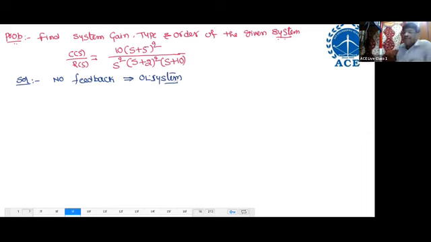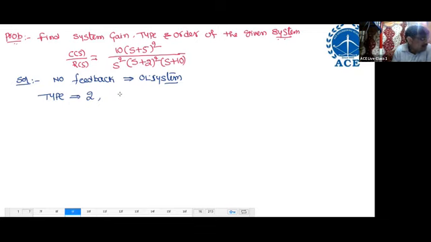For an open loop system, how will we get the type? Directly from the open loop transfer function. Type is the number of poles at the origin. There are 2 poles at the origin, so it is type 2.